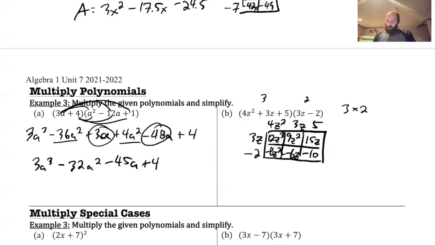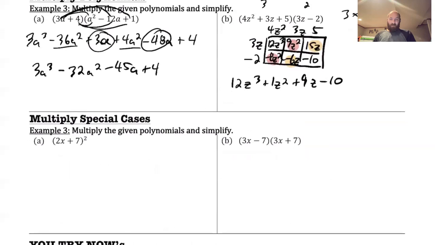I'm gonna highlight here because I'm running out of space, but we got these go together, and we got these two going together, and that's it. It's already organized pretty neatly. So 12z cubed, 9 minus 8 is a positive 1z squared, 15 minus 6 is a positive 9z, and then minus 10. All right.